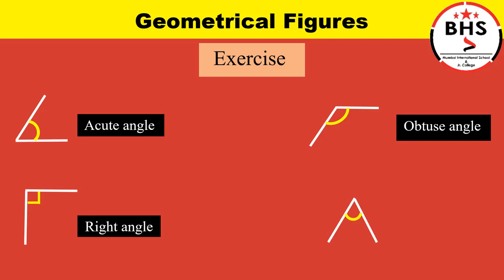Children, which type of angle is this? Yes, as the angle between both the lines is smaller than a right angle, so this is an acute angle. So today we have learned angle and types of angles.